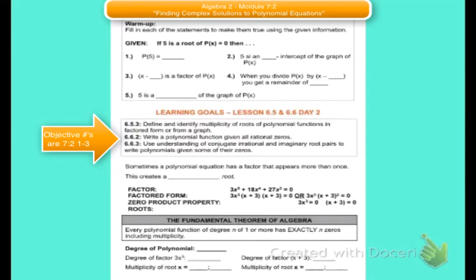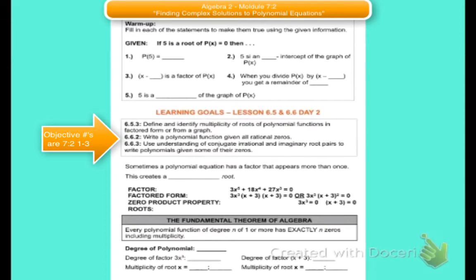Okay, so in the movie business, sequels are all the rage. So this is actually the sequel to lesson 6.5 and 6.6 day 1. In that lesson we talked about finding all roots of polynomial equations. And in the sequel we're going to continue on with that theme. And there actually is a warm-up to do for the sequel for this lesson.